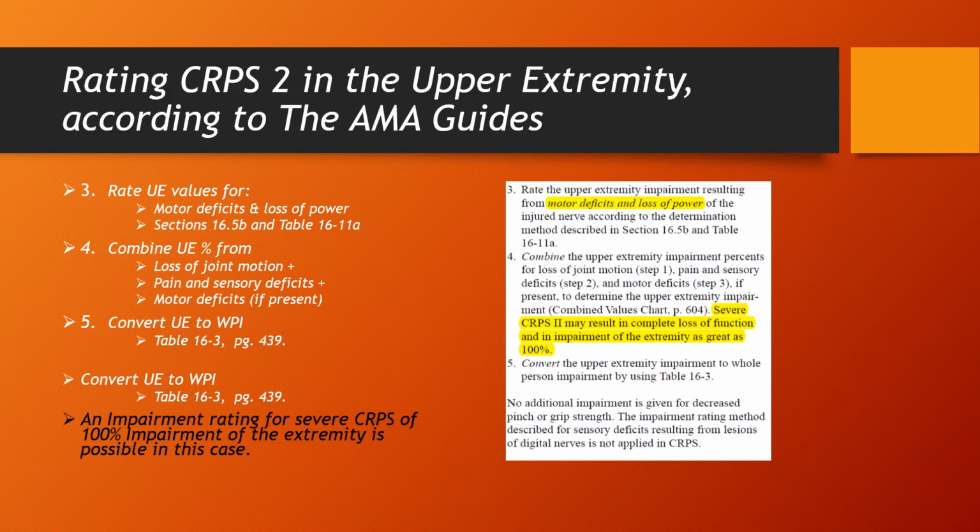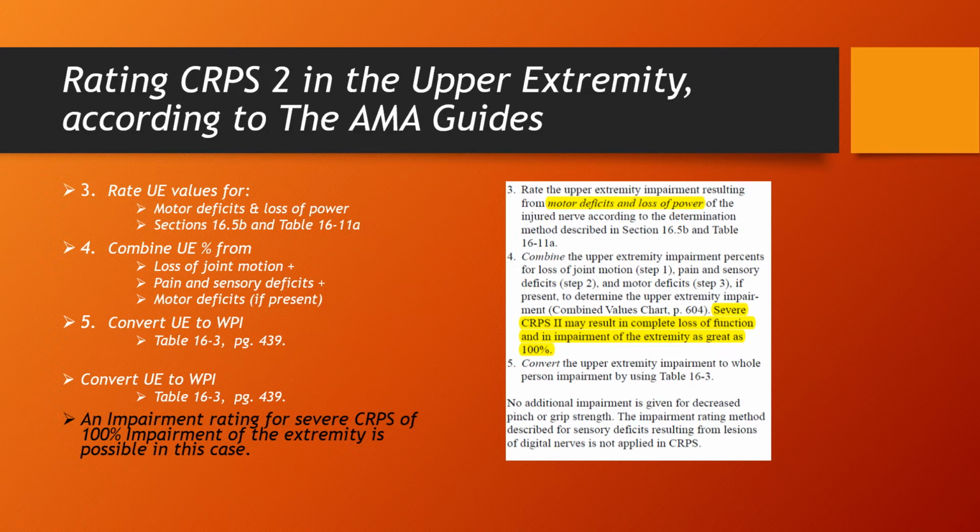Now, something a little different here when you're rating CRPS2 in the upper extremity is you're going to rate the upper extremity values for motor deficits and loss of power, whereas CRPS1 was just sensory. So the third step here is you rate the upper extremity impairment resulting from motor deficits and loss of power of the injured nerve according to the determination method described in 16.5b and 16.11a. What we're discussing here is motor deficits due to a specific nerve. As we know, CRPS2 involves a specific peripheral nerve involved.